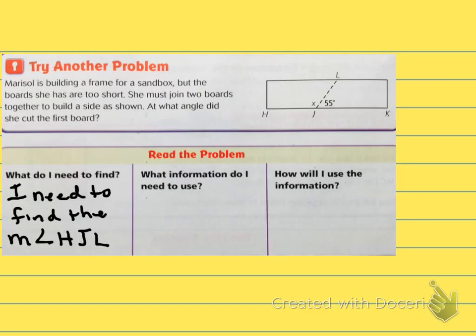Well, looking at the diagram, I can see that there is a need to find a measurement here. So let's see if we can help a little bit. I need to find the measurement of the angle HJL. That's this angle right here. What information do I need to use?